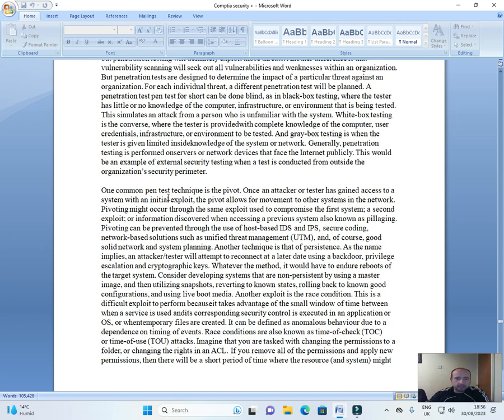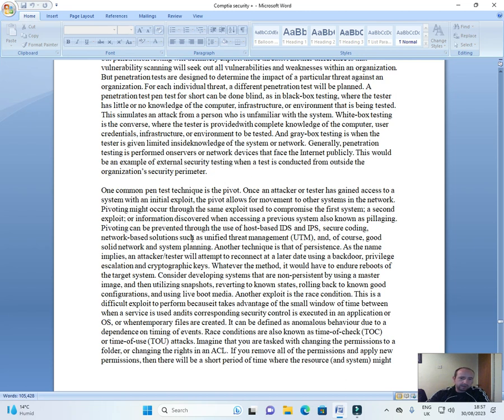One common pen test technique is the pivot. Once an attacker or tester has gained access to a system with an initial exploit, the pivot allows for movement to other systems in the network. Pivoting might occur through the same exploit used to compromise the first system, a second exploit, or information discovered when accessing a previous system, also known as pillaging.